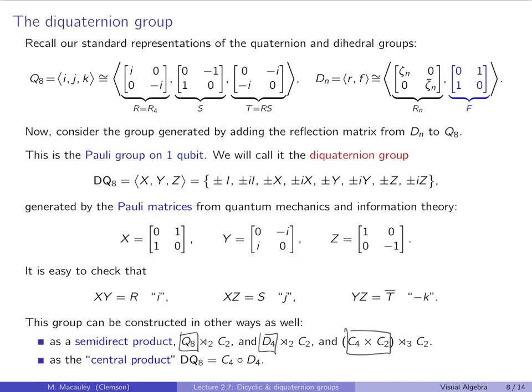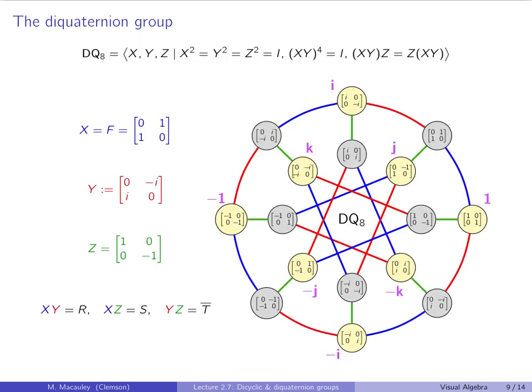And I didn't have a name for this group for a while until December of 2021 when I came up with the word diquaternion, because that really is what this group is, dihedralizing the quaternions. Here is a Cayley graph of the diquaternion group and a presentation. It's generated by X, Y, and Z. So this is X, which is the reflection matrix F. This is Y, and then Z is here.